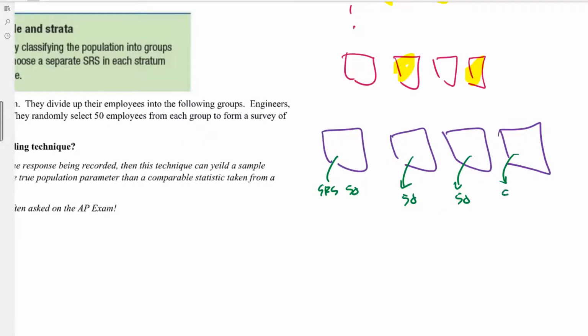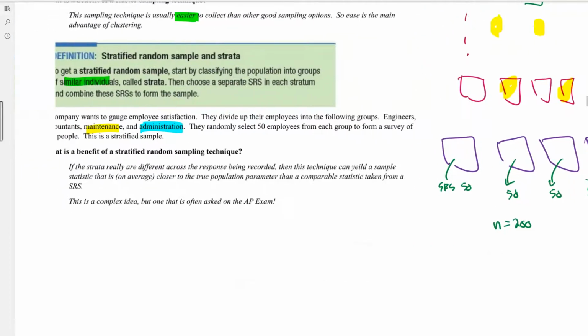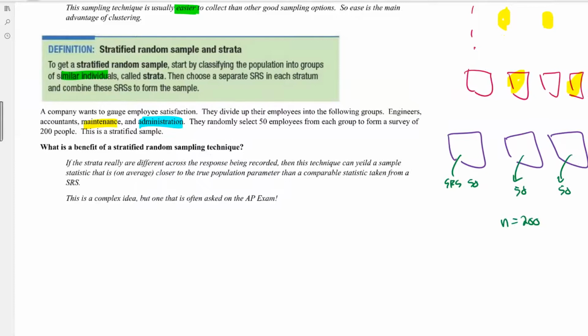All right, we're breaking them into groups of like people. I need to get representation from each of the groups to make my sample of 200. Okay, this is usually what people think of whenever they think of a sensible sampling technique. What's the benefit? If the strata really are different across the responses being recorded, then this technique can yield a sample statistic that is on average closer to the true population parameter than a comparable statistic taken from a simple random sample.